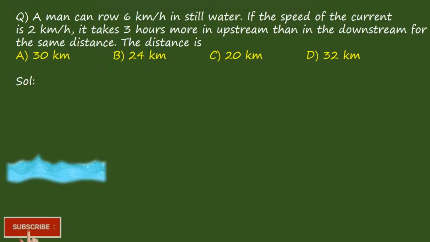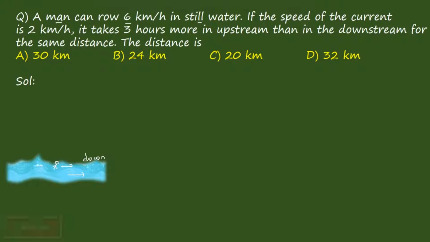Now coming to the next question. A man can row 6 kilometers per hour in still water. If the speed of the current is 2 kilometers per hour, it takes 3 hours more upstream than downstream for the same distance. Find the distance. Okay. First, understand the question. It's saying that the man can row 6 kilometers per hour in still water. If you consider a man rowing on water, if the direction of the stream is the same as the man's, then it's called a downstream.